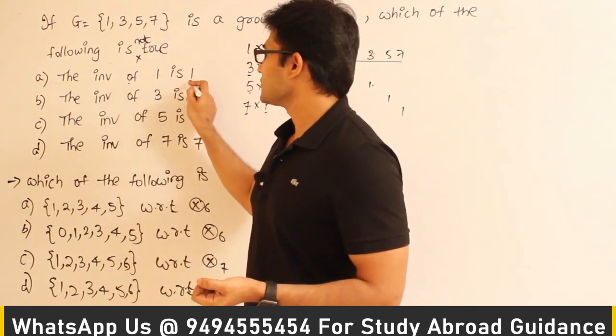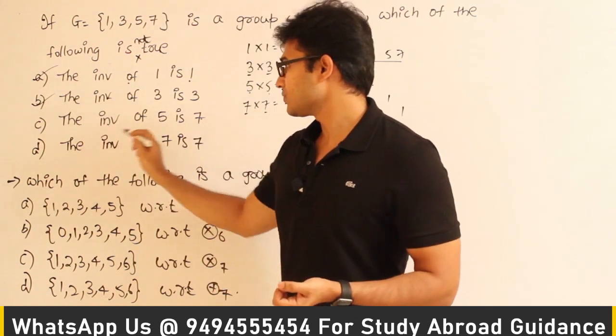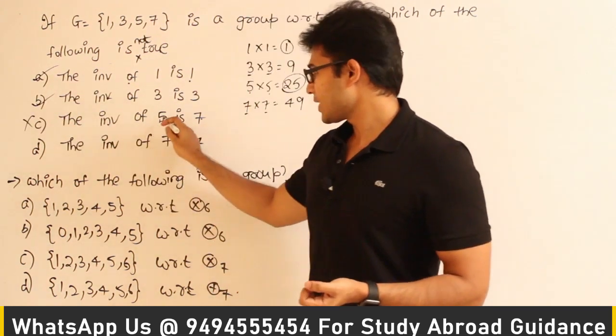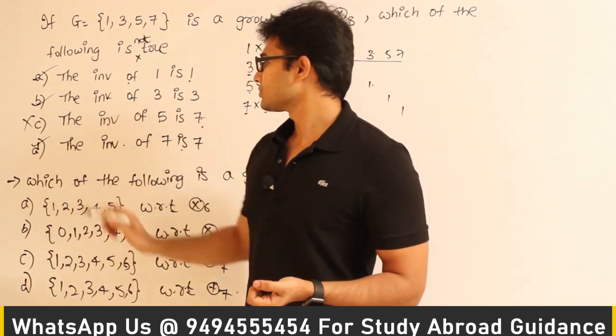The inverse of 1 is 1, true. Inverse of 3 is 3, true. Inverse of 5 is 7, false. Inverse of 5 is actually 5, right? And inverse of 7 is 7, true.